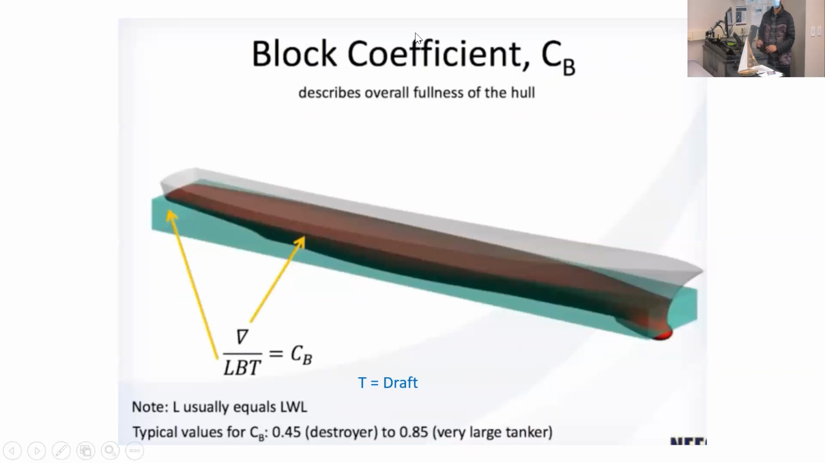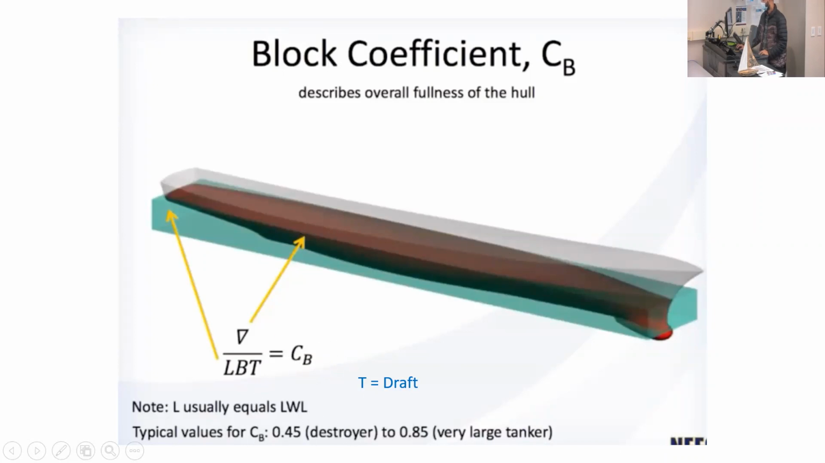Block coefficient is talking about the same thing, but in terms of volume, not in area. What's the submerged hull volume? That's the one shown in red. And L times B times T. T is what? T is draft. That's the vertical distance. That describes the cuboid volume. That's called CB. Okay.